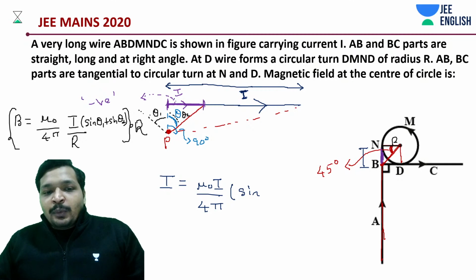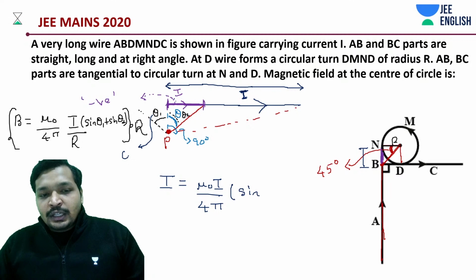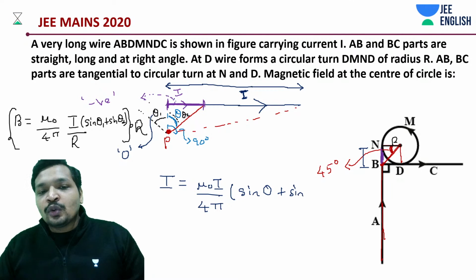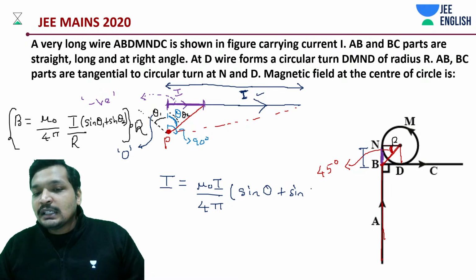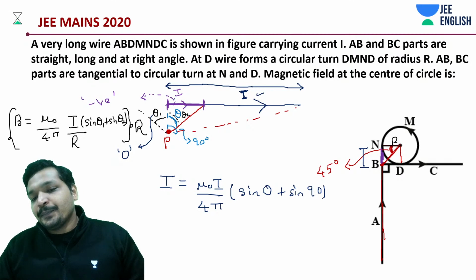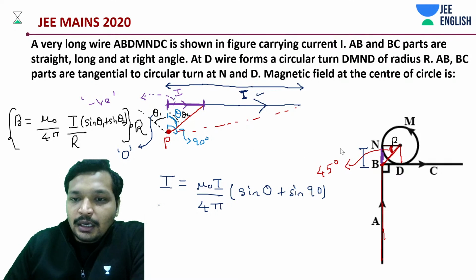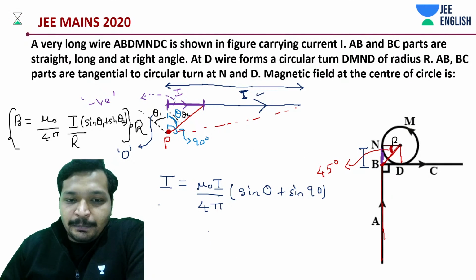What is theta 1 in this case? Theta 1 for both is going to be 0 degrees. I hope I answered your question. Okay, plus how much? Sine of theta 2 for the blue one, right, is how much? Sine 90. Good. Now calculate for the purple one.